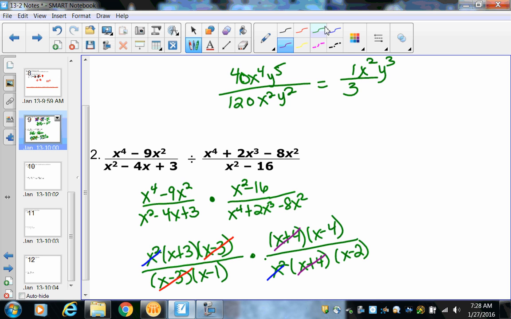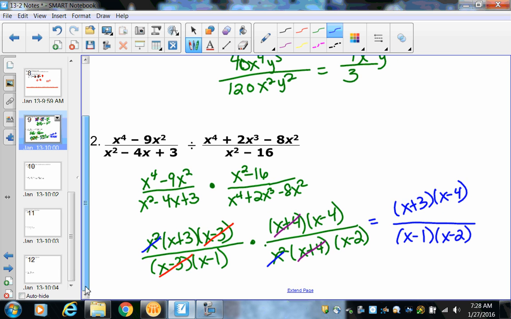So when we multiply across, we have x plus 3 times x minus 4 over x minus 1 and x minus 2. And if we FOIL the top back together, we would get x squared minus x minus 12. And FOIL the bottom together, and we would get x squared minus 3x plus 2.